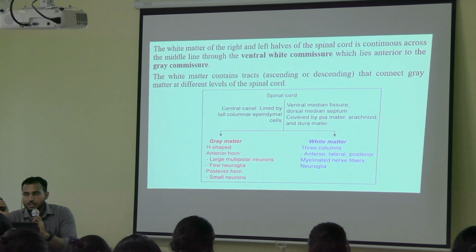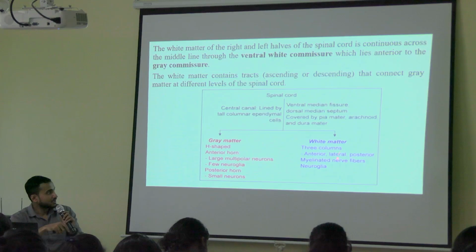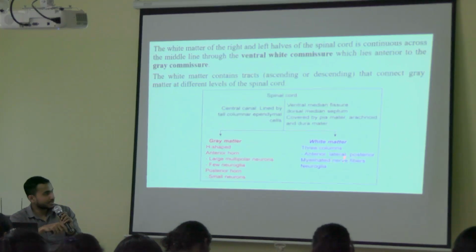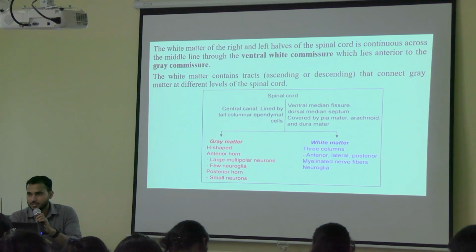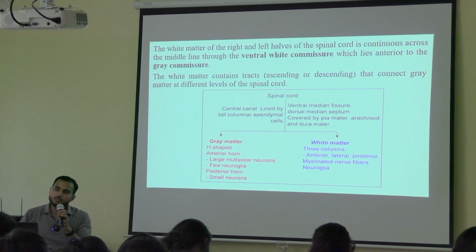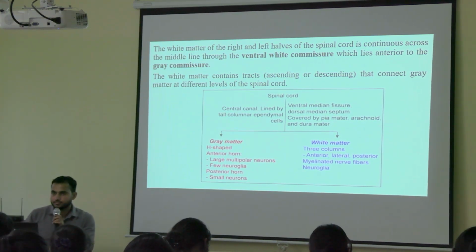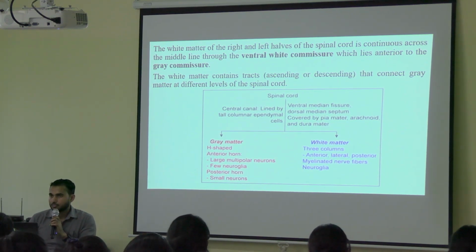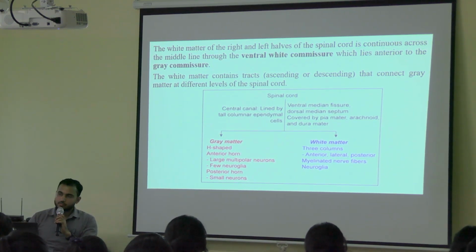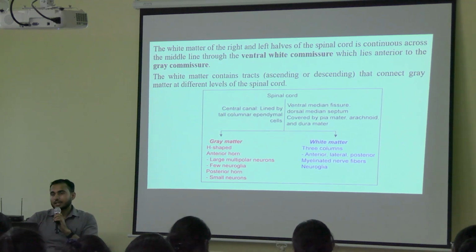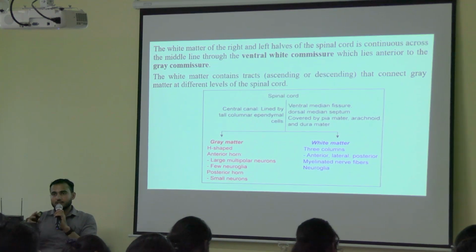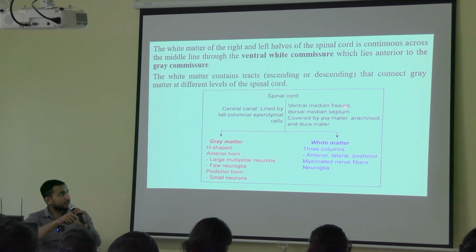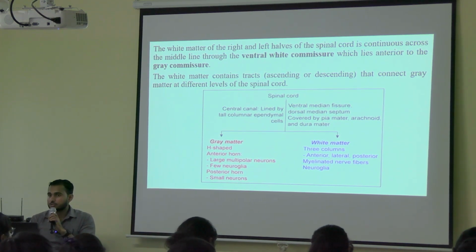Okay, next, white matter में क्या दिखाई देगा? Three columns are there, anterior, lateral and posterior columns, with myelinated nerve fibers, and along with that neuroglia are present. Now, can anyone tell me what will be the staining differences? Okay, I am coming to the staining difference. Another important thing which you can see under the microscope is the ventral median fissure and dorsal median sulcus, that can also be seen.